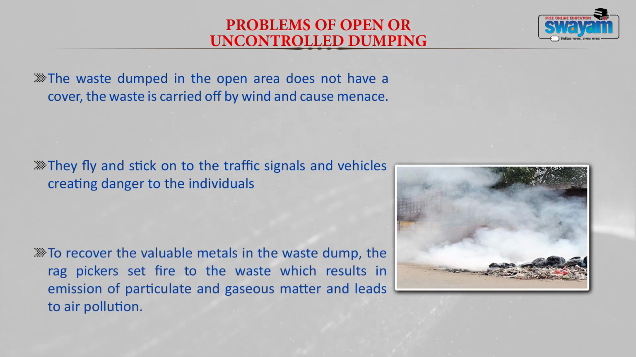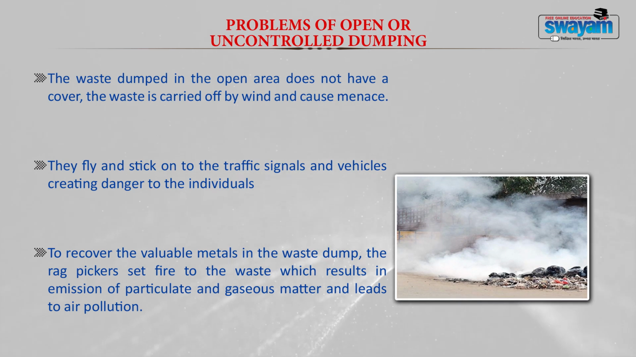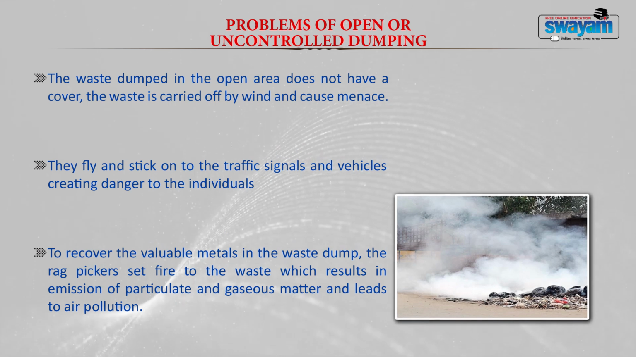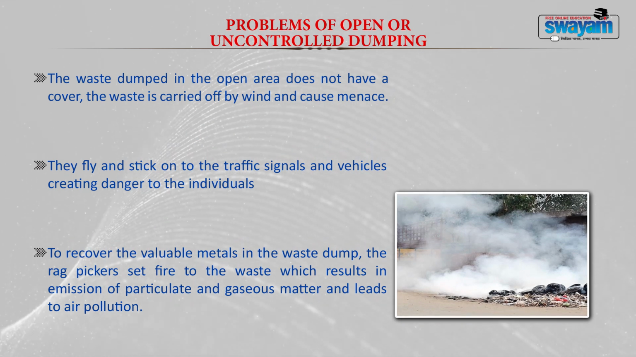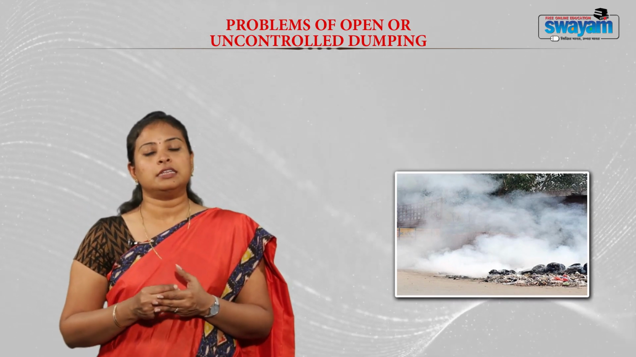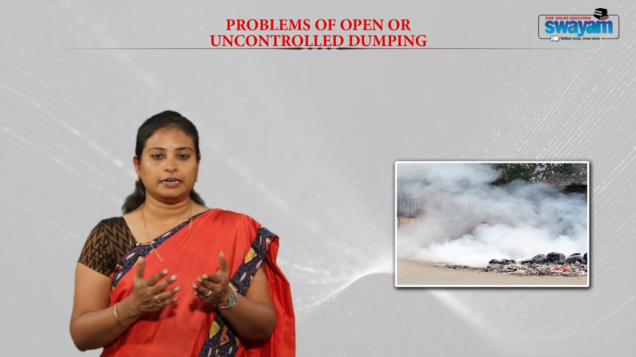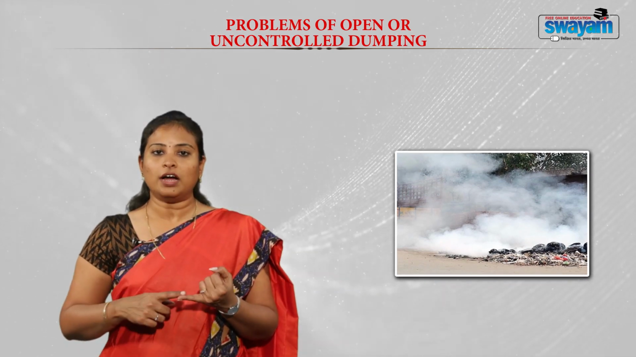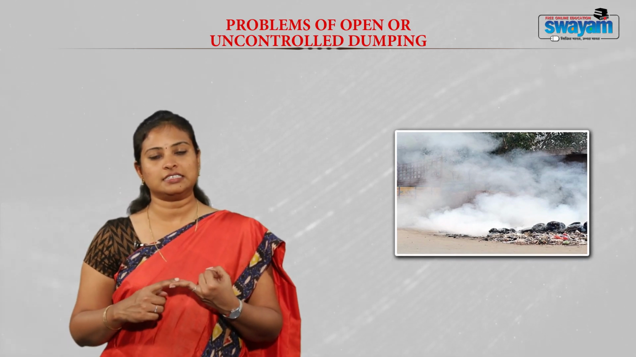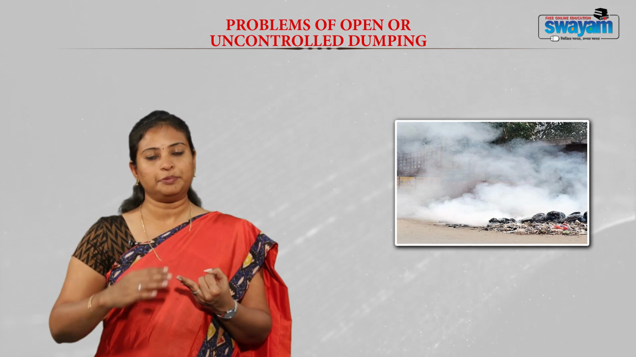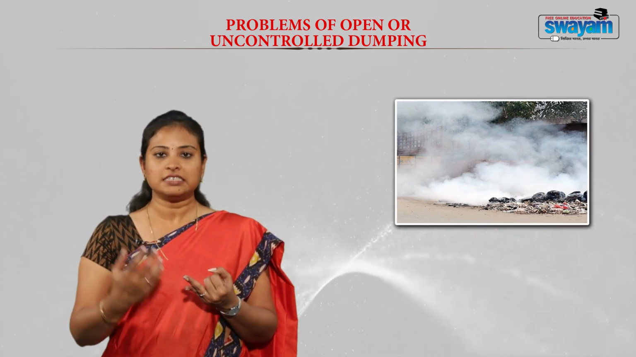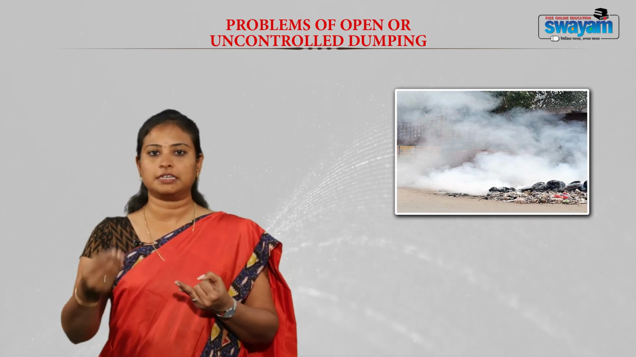To recover the valuable metals present in the waste dump, the rag pickers set fire. This results in the emission of particulate matter and other gaseous emissions causing air pollution. In addition, sometimes you see smoke coming up wherever the waste is piled up. One reason can be the rag pickers who set fire. The other reason is that when the waste is being compressed and compressed, the air which is there causes combustion. As a result also the smoke keeps coming out.